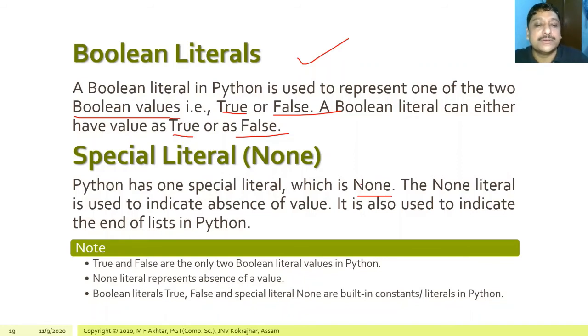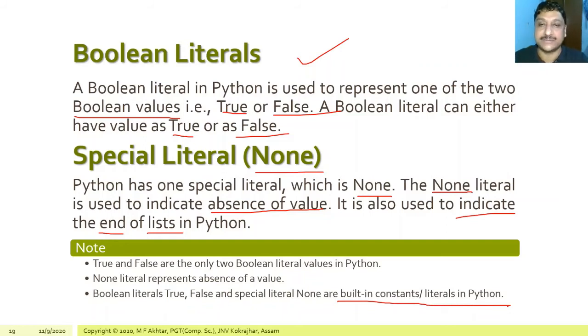In None also, the first letter must be capital letter N, N-O-N-E. It is a special literal which says the absence of value, there is no value. None means there is no value. It is also used to indicate the end of list in Python. Okay, when we learn list, then we will understand that None value is also used to indicate the end of the list. Note here, True and False are the only two Boolean literals in Python. None literal represents absence of a value, and Boolean literals True, False, and special literal None are built-in constants or literals in Python.